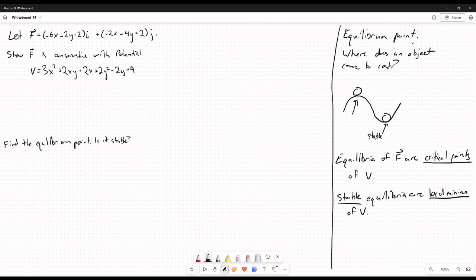But if the ball's on the top of the hill and we nudge it a little bit, then it's going to roll down the hill and go somewhere completely different. So we would call that an unstable equilibrium point.